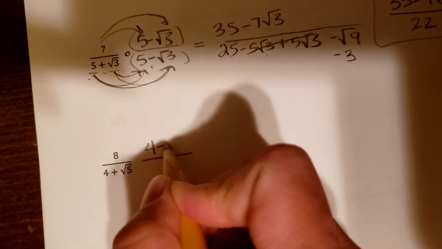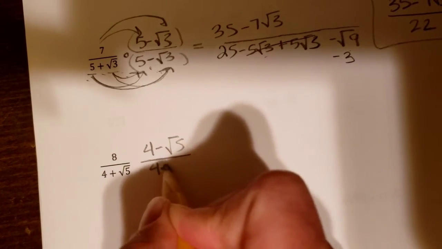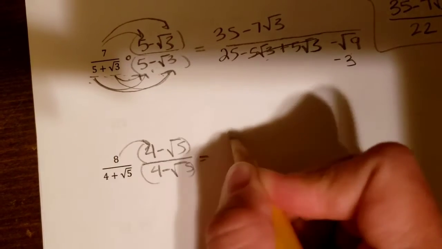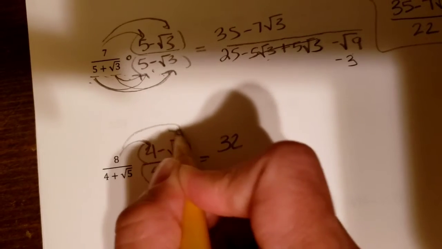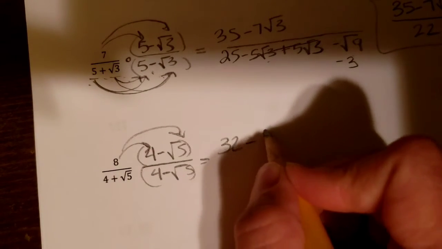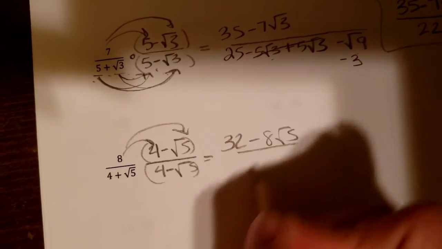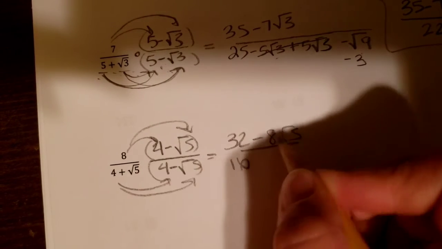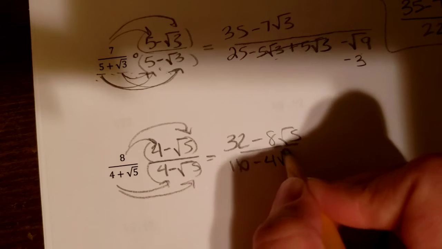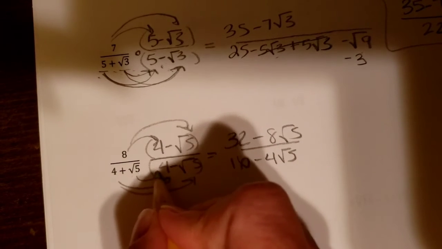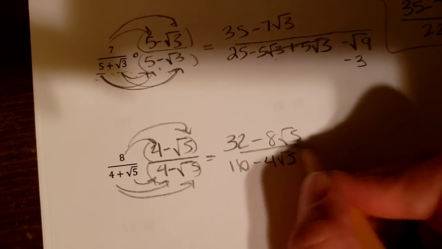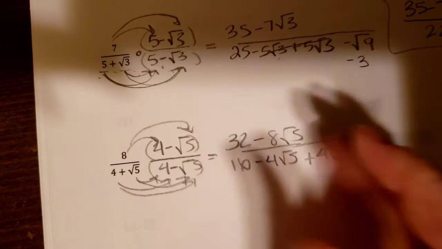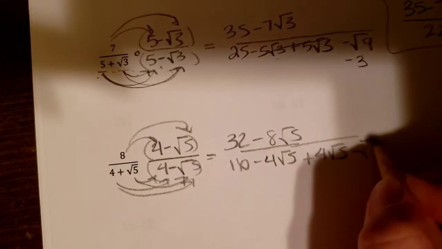Our conjugate will be 4 minus the square root of 5. So you'll see some distributing like we had before. 8 times 4 is 32. 8 times the negative square root of 5 will be negative 8 square roots of 5. 4 times 4 is 16. 4 times negative square root of 5 will be minus 4 square roots of 5. Square root of 5 times 4 will be 4 square roots of 5. And then square root of 5 times negative square root of 5 will be negative square root of 25.